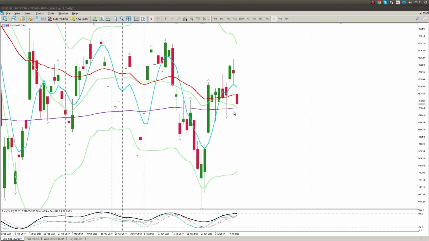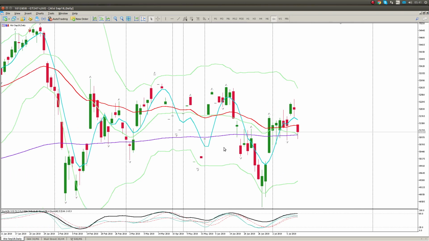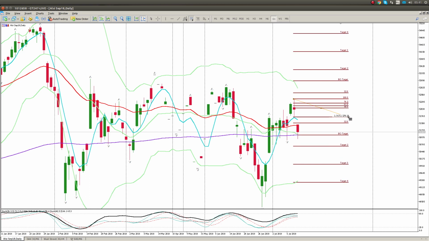As expected yesterday, we did get our downside. And this range bar that was formed on the daily, just put a target on. The breakout target was the 200 moving average on the daily, and that was tagged.